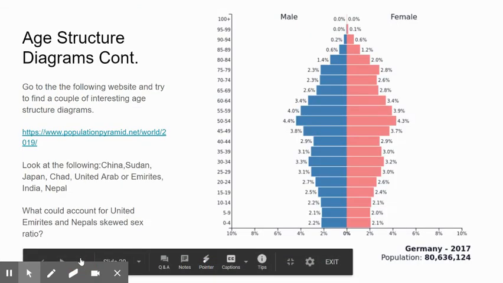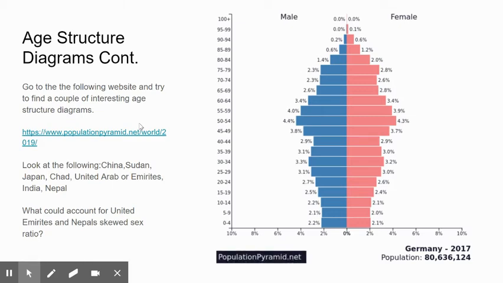All right, let's continue. If you go to this website that I left there, you can plug in any country that you particularly want to see, and you can see what's going on with the growth rate or the age structure diagram. It's a very interesting website that I found. Some countries that you should look up are China, Sudan, Japan, Chad, United Arab Emirates, India, and Nepal. Those are quite interesting. All right, let's go into that right now.